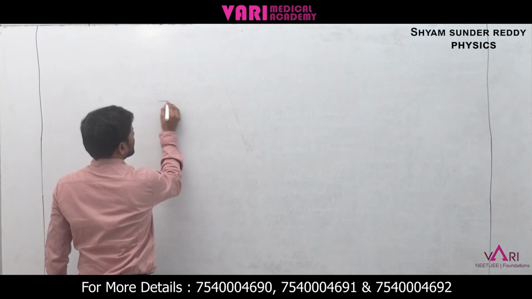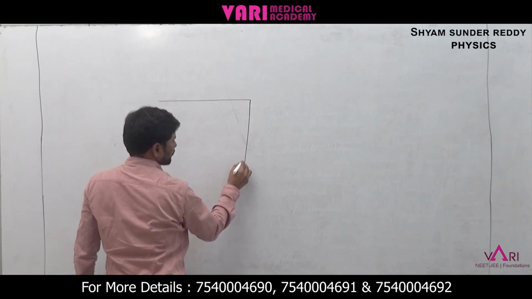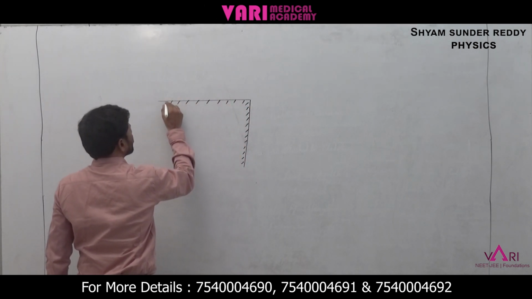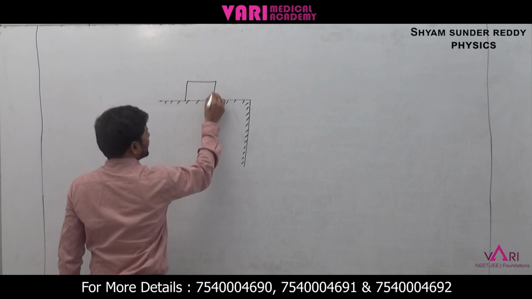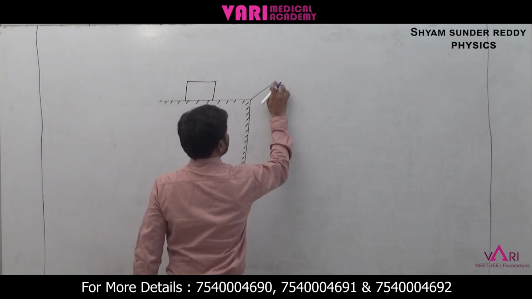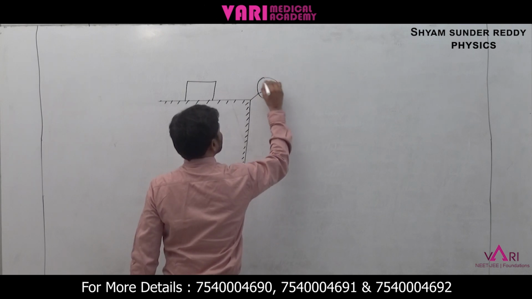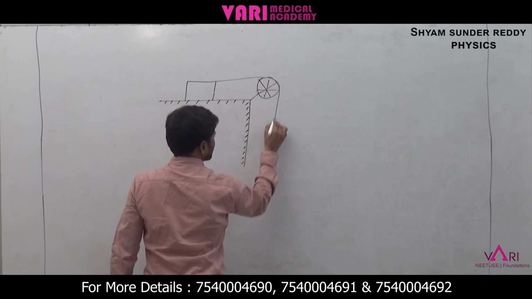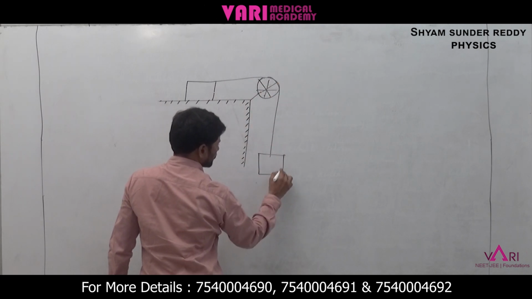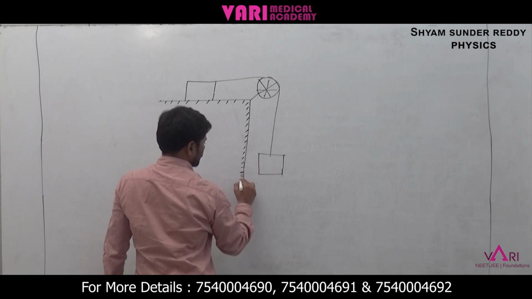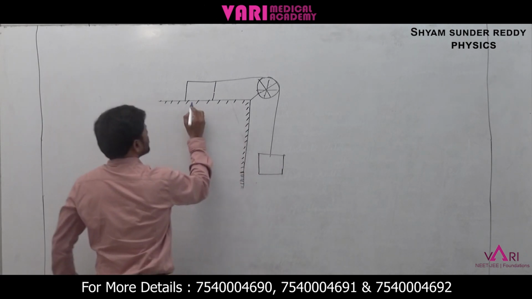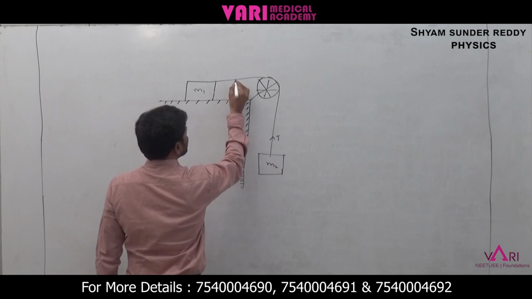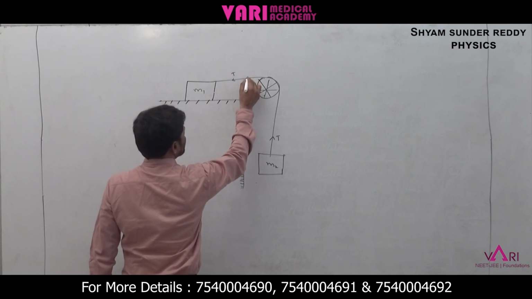Look at this. One body is there, one block is there. It is connected with the pulley, like this. It is oscillating. Yes, this is M1 and M2 masses. Tension T. Here also tension is working.